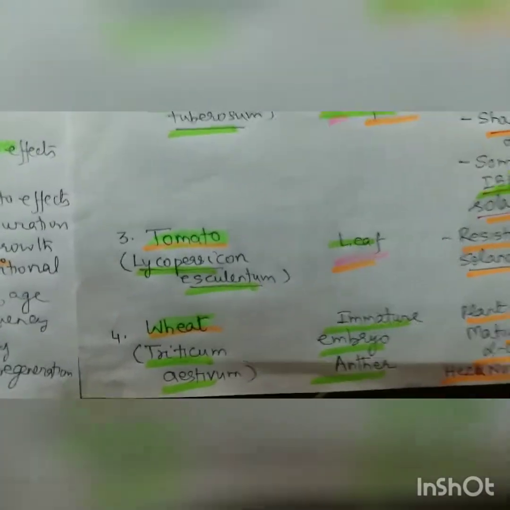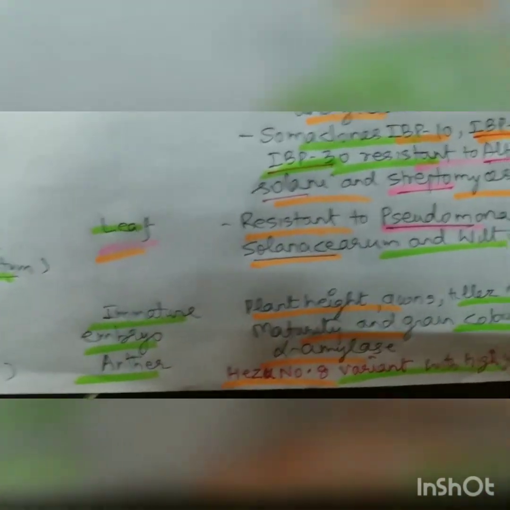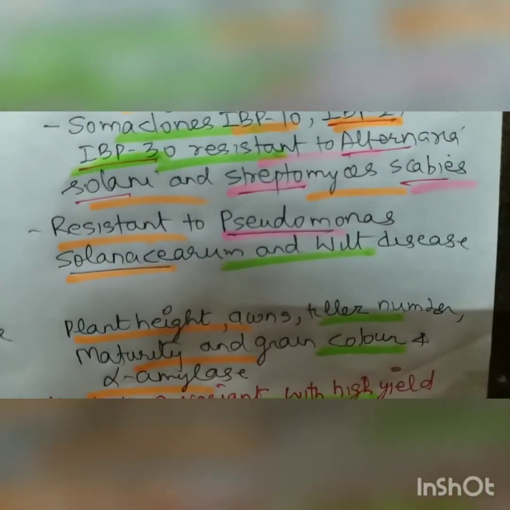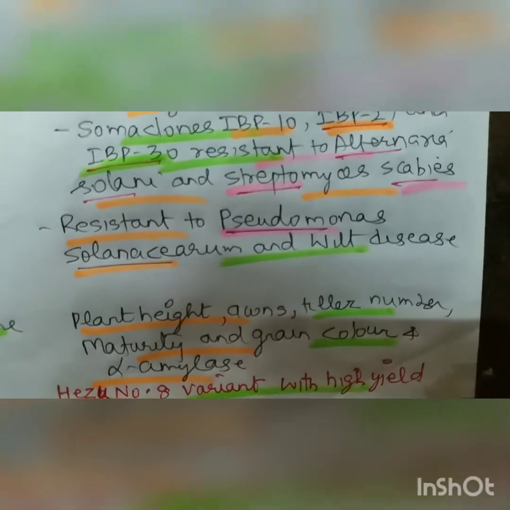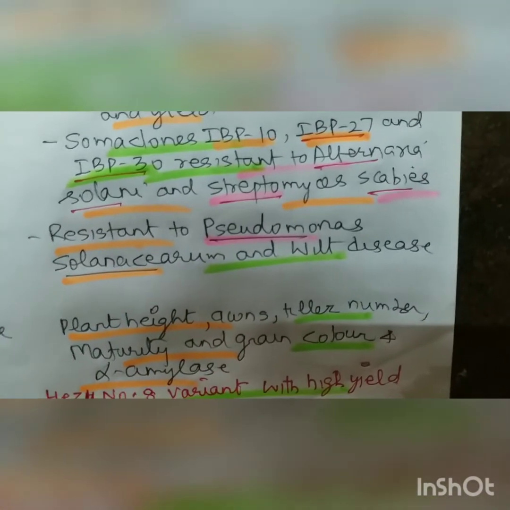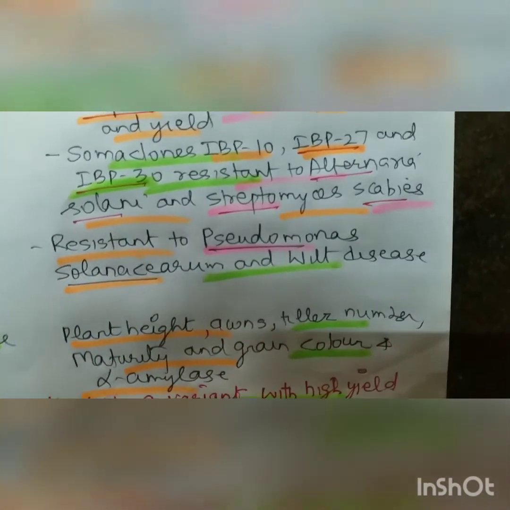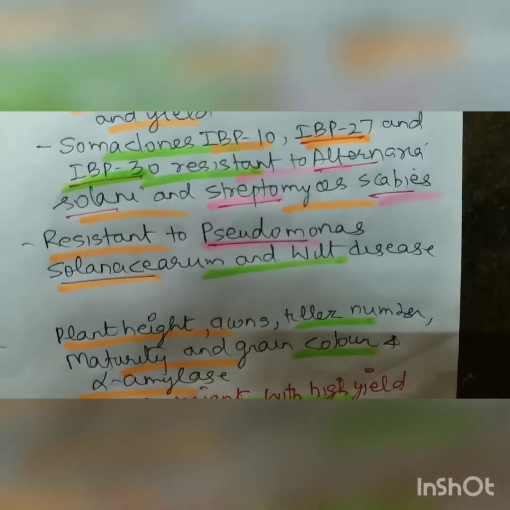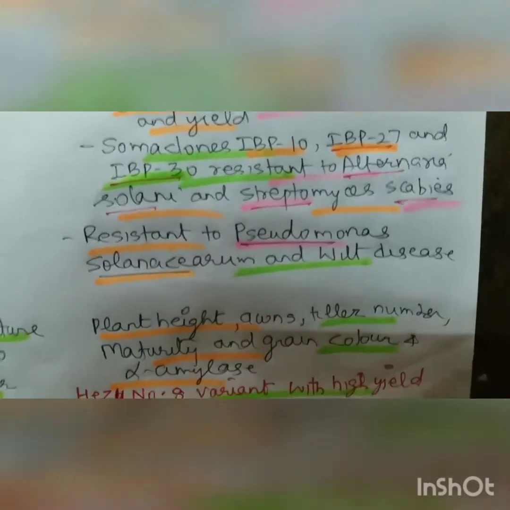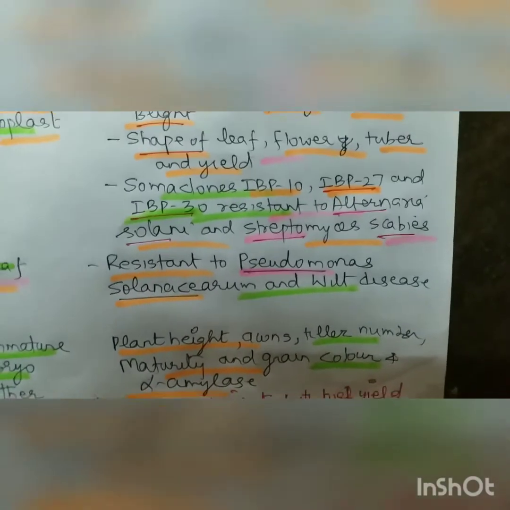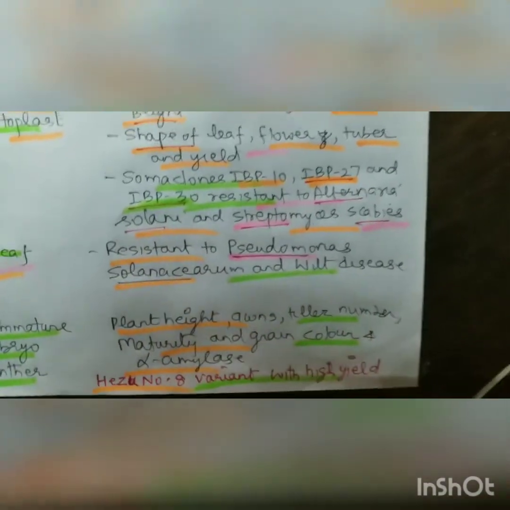Now the third we are coming to is the tomato, Lycopersicon esculentum, and the explant used is leaf, and it is resistant to Pseudomonas solanacearum and wilt disease. Wilt disease is very important. It is caused by Fusarium, where tyloses are formed in the xylem vessels, and it results in wilting and the plant will die.